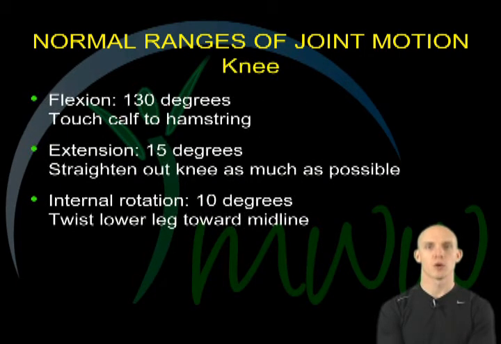Normal ranges of joint motion for the knee. Flexion. Recommended movement is 130 degrees. Touch your calf to your hamstrings, bending your knee backward and moving the calf in the direction of the hamstrings.